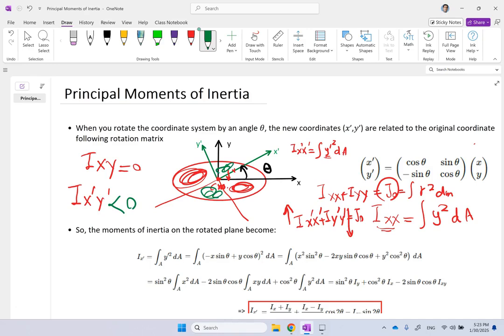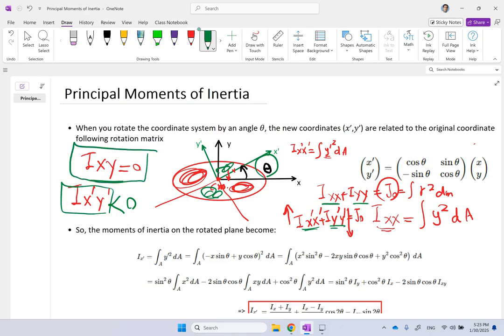So all of these second moments will change. Now the question is, how do they change? How do they depend on the original values and this angle theta? This is what we want to find. And then we want to find the angle theta for which these moments, one of them becomes max, one of them becomes min, and you'll see that this product term will become 0.